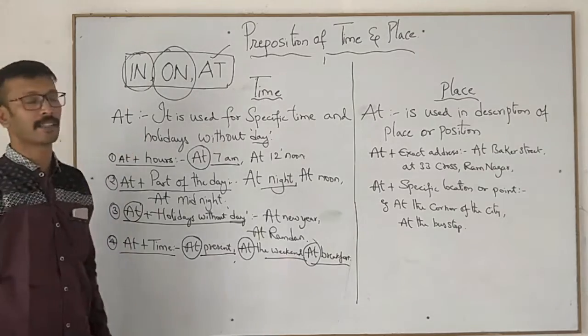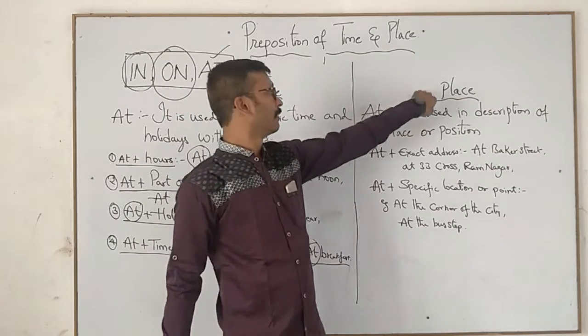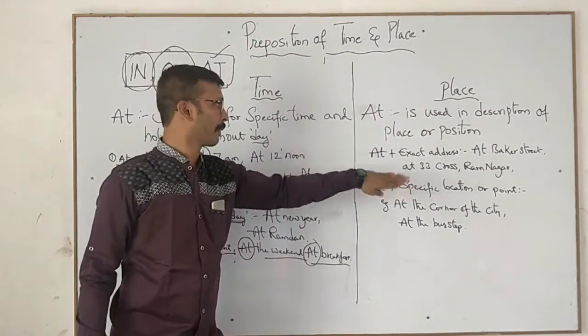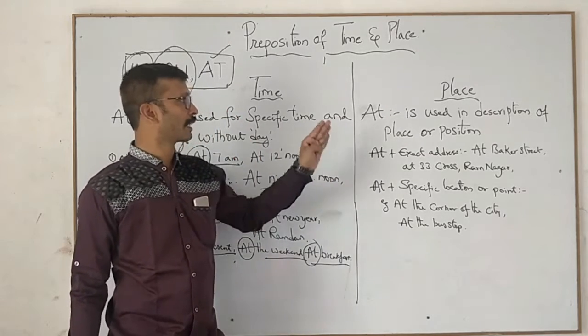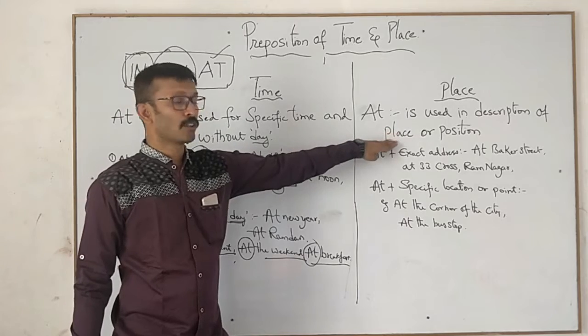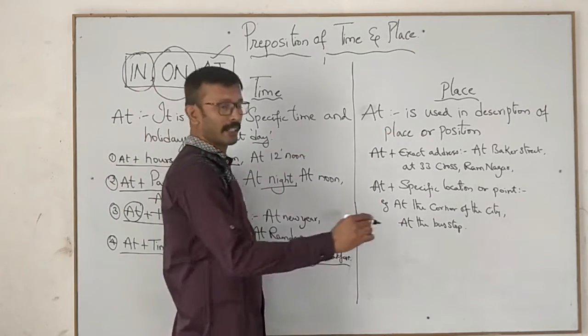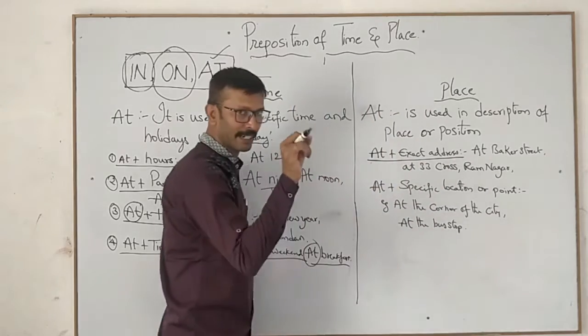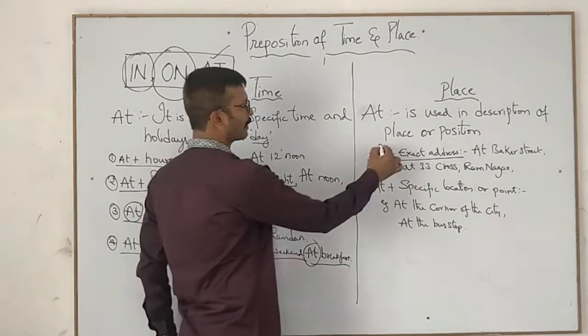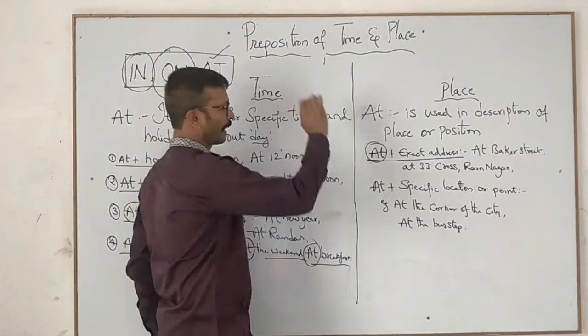And now let us see "at" used in the place. "At" is used in describing a place or a position. So for example, at plus exact address. When we are talking about the exact address, then we use "at" as a preposition of place.